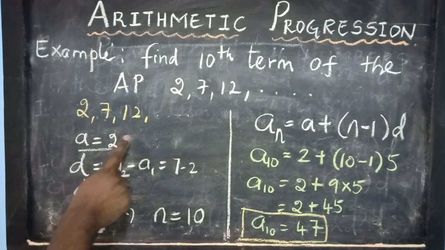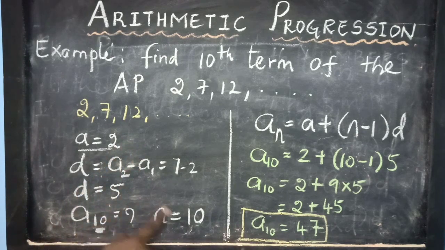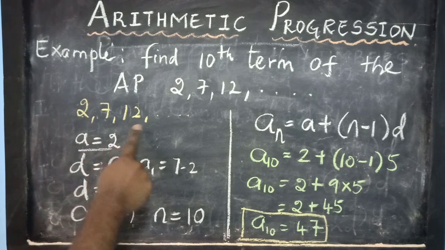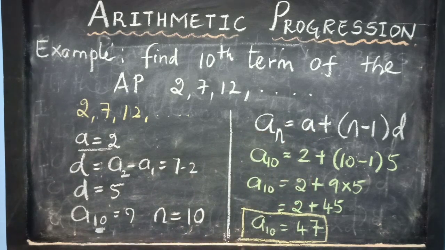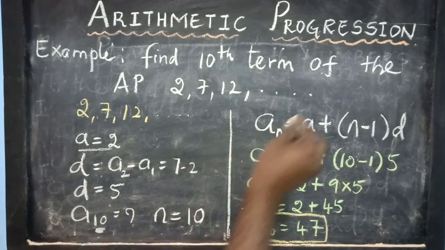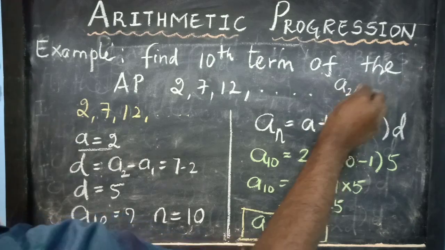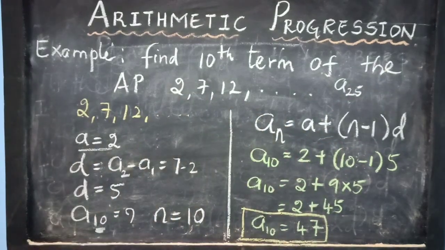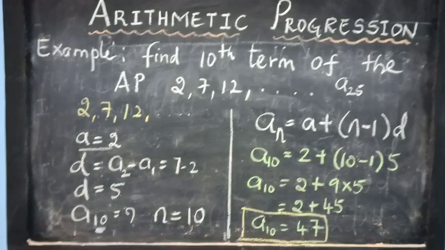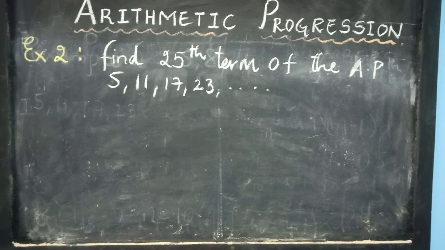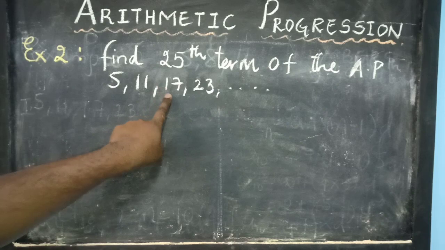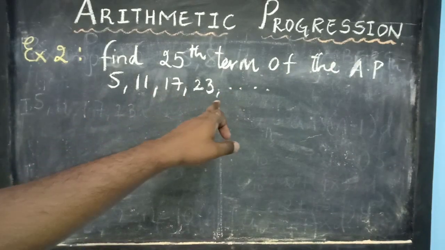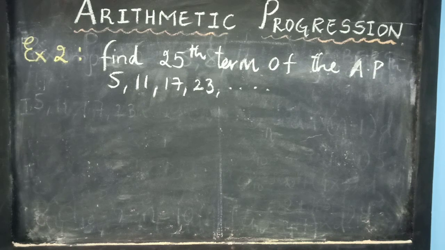So I'll explain again. Find out the value of A and D and N from the given AP and substitute everything in this nth term formula, that is An equals A plus N minus 1 into D. Then we'll get A10 equals 47. In the same way, try to find out A25, that is the 25th term for this AP. Students, consider example 2. Find the 25th term of the AP 5, 11, 17 and 23 and goes on. For this given AP we should find out the 25th term.